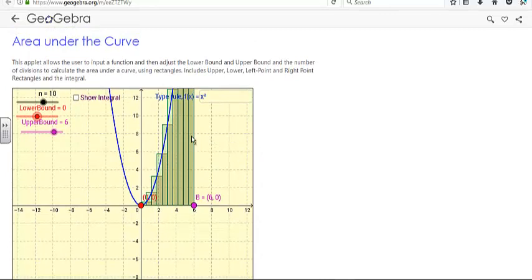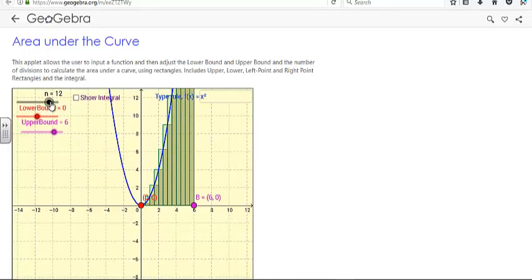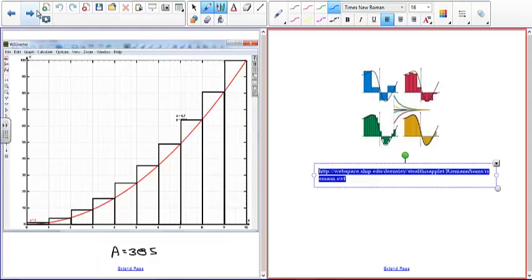I don't see what the actual area is, but anyway, the bottom line is as you increase the number of rectangles, the approximation is going to approach the actual value. Okay.